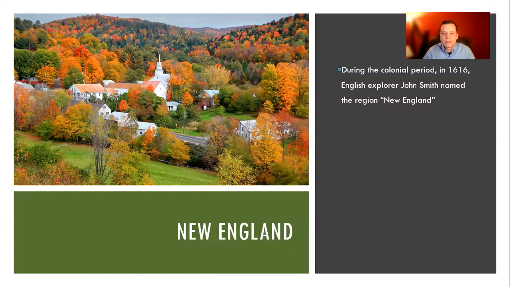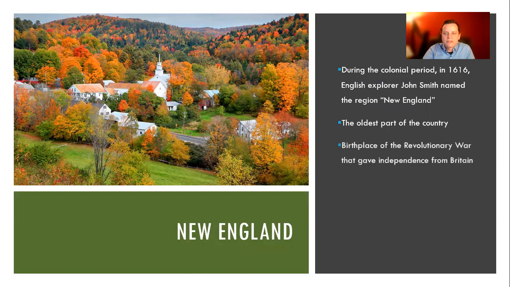So in the colonial period, that's when things were being colonized. Countries from Europe would come over into North America and South America and create colonies. That's why it's called the colonial period. And this is a while ago, in 1616. This guy, John Smith, came over and he named the region New England. That's why it's called New England. It's the oldest part of the country in terms of settlements.